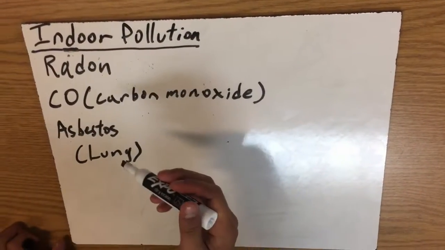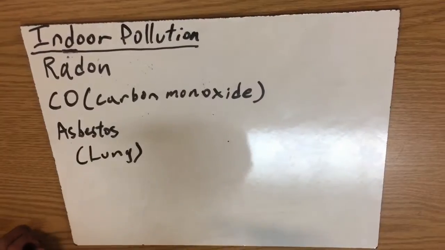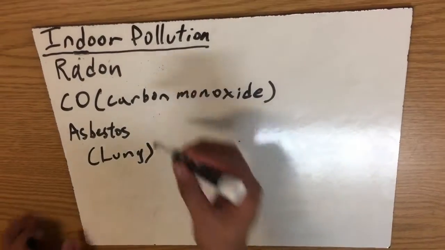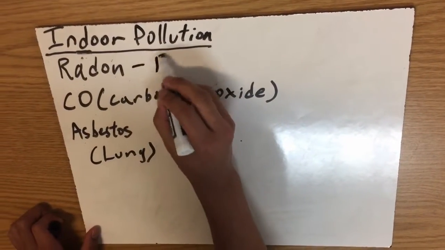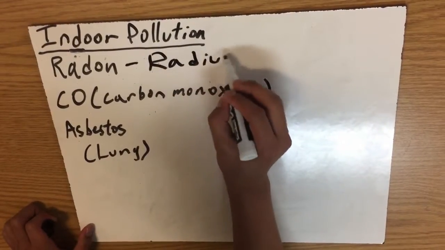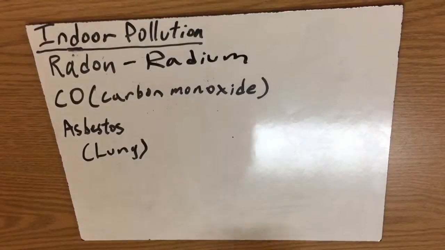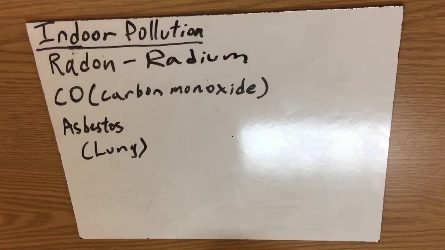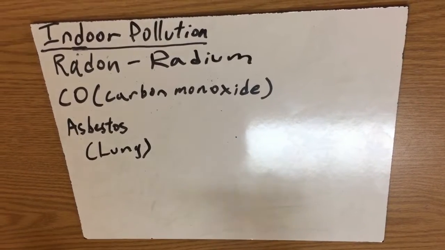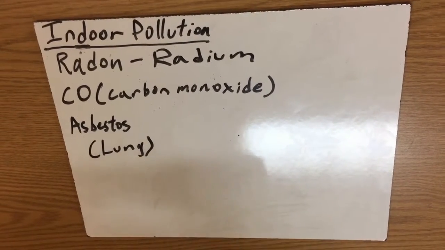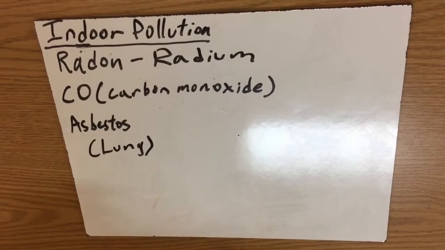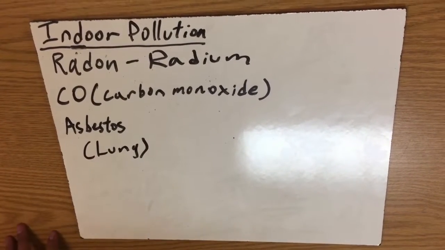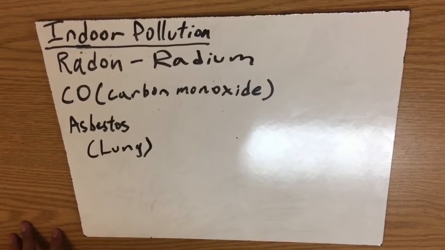Radon seeps from the floor from decaying radium. So radium decays into radon, and then the radon goes through water or through the airway. Most houses actually detect radon before they're sold, and most states require a professional to detect the radon.